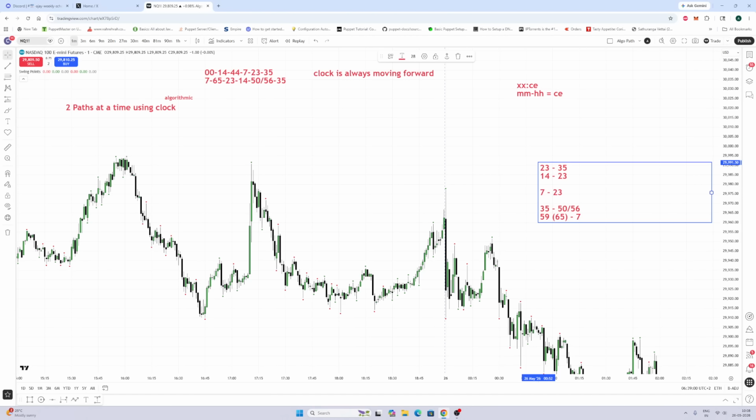Okay. So where will 00 go? 00 will always go to 14 first because that's what it gets first. Where will 44 go? So now it's easy. 44 won't go to 14 first, it will go to 7.